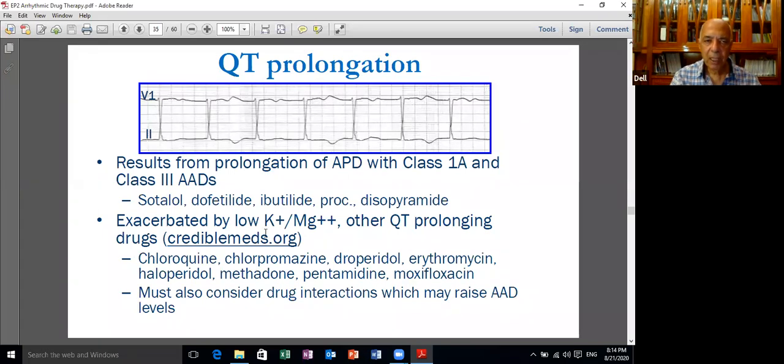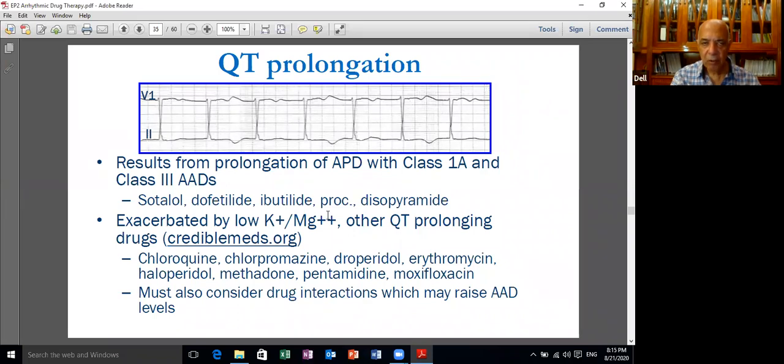So QT prolongation can result from prolongation of the action potential. It's dose independent for class 1A. It's an idiosyncratic phenomenon. And it is dose dependent, a toxic phenomenon, for class 3 antiarrhythmic drugs, including sotalol, ibutilide, and procainamide. Not procainamide itself, but the metabolite N-acetyl procainamide, because it contains the class 3 effect.